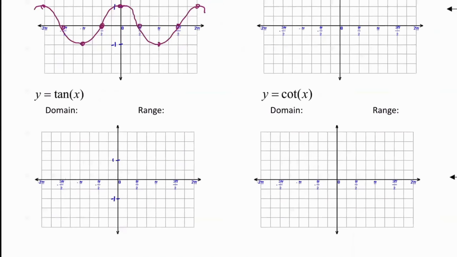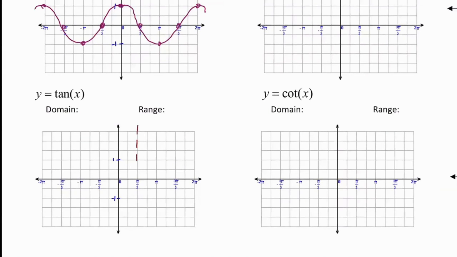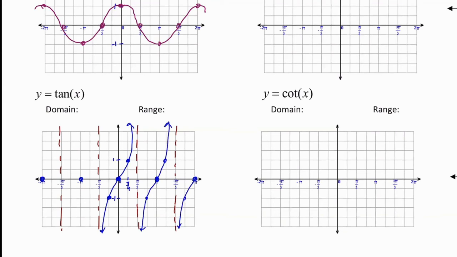Tangents, they have asymptotes. I'm going to start off with asymptotes at pi/2, 3 pi/2. Same thing on the negative sides. Right in the middle of the asymptotes is your x-intercept, which are at 0 and pi radians, and then your right hand up, which is at pi/4 radians, going up, and one hand down. That's your tangent graph.